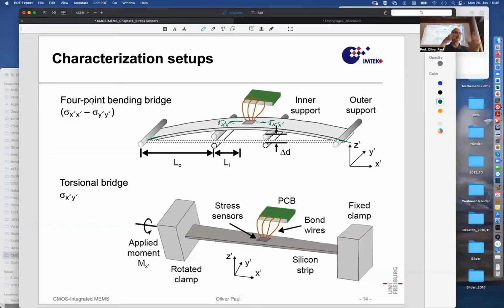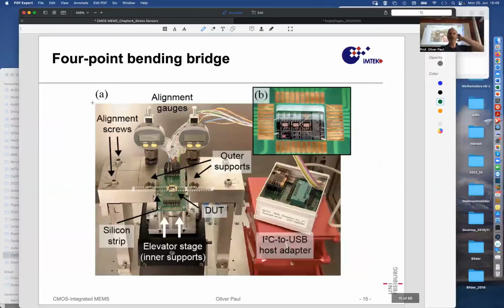So calibration of these structures and flattening those inner supports is an important process of making sure that the measurement is correct. And then in the case of the torsional bridge, try to take a bar and only twist it around its axis without bending it. Not so easy. So there needs to be a little bit of engineering know-how.